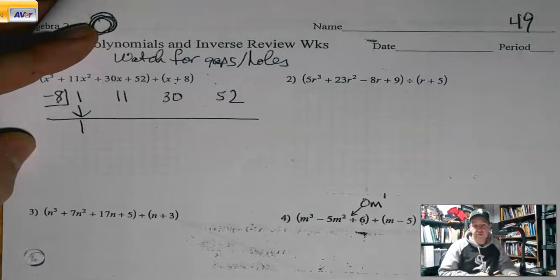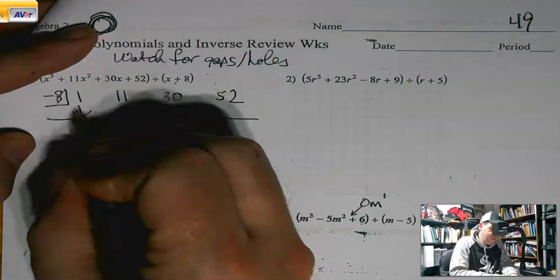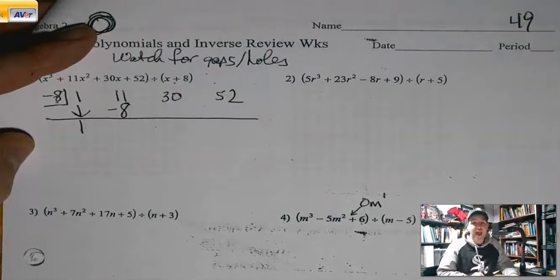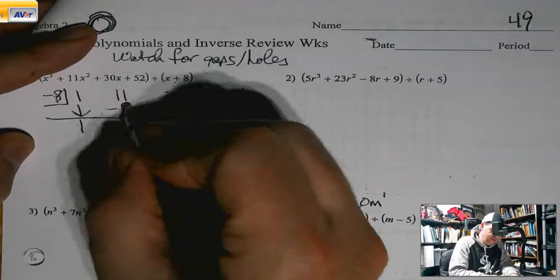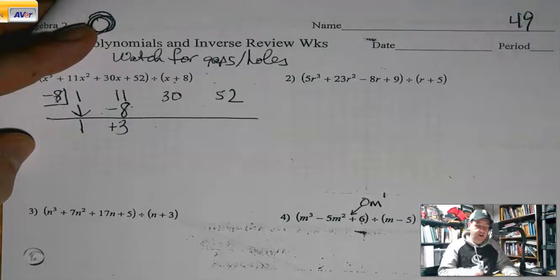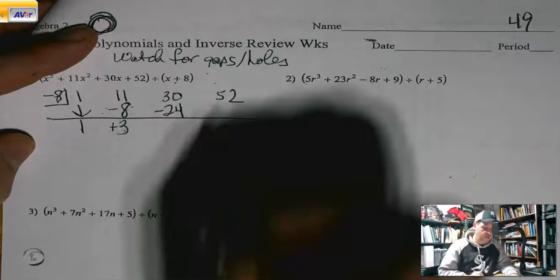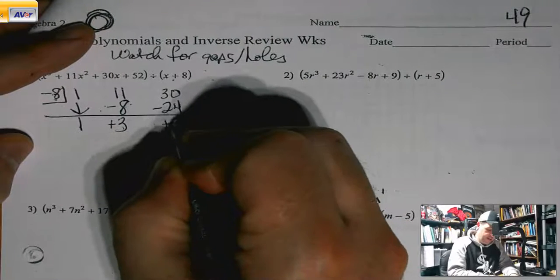Drop that first value. Multiply by what's in the box. So 1 times negative 8 is negative 8. That goes in the next empty slot. We add down. 11 minus 8, or 11 plus negative 8, is positive 3. And we do the process again. 3 times negative 8 is negative 24. Add down. Positive 6.